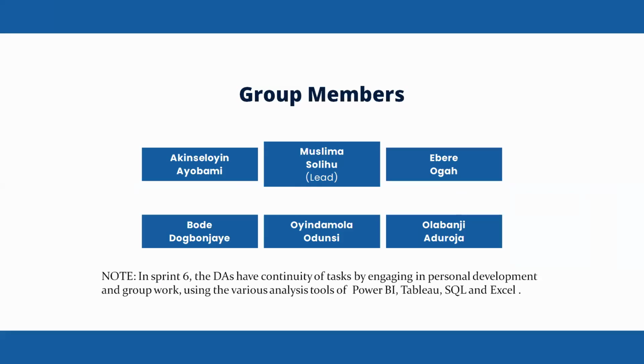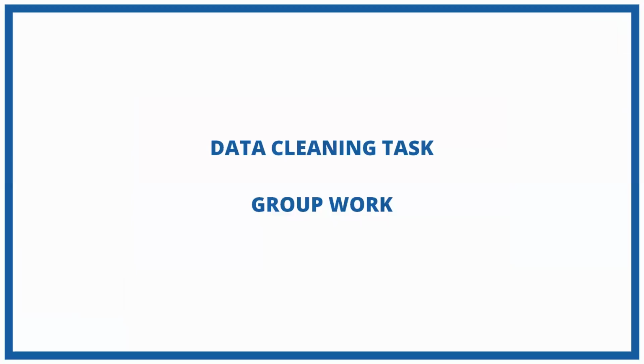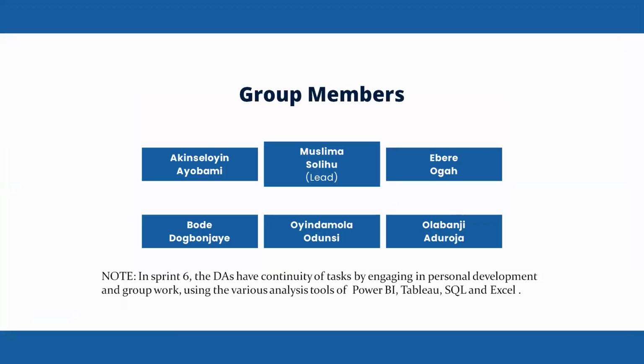The group members are Ayobami, Muslima as the lead, Ebere, Bode, Oyindamola, and Olabanji. Note, in Sprint 6, the DAs have continuity of tasks by engaging in personal development and group work using the various analysis tools: Power BI, Tableau, SQL, and Excel.